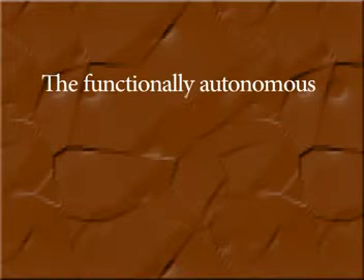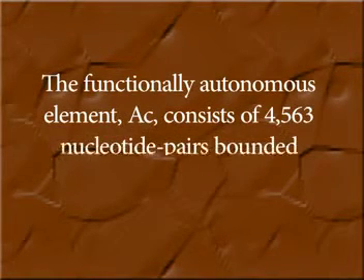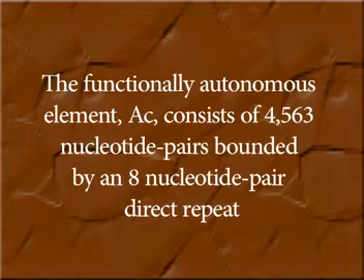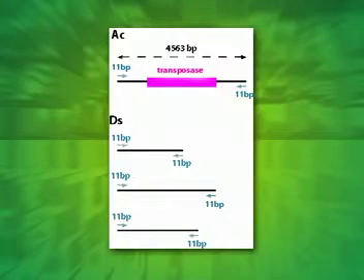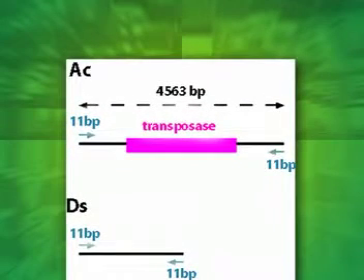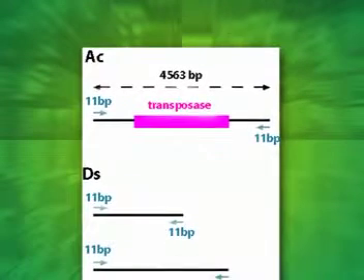The functionally autonomous element Ac consists of 4,563 nucleotide pairs bounded by an 8 nucleotide pair direct repeat. This direct repeat is created at the time when the element inserts into a site on a chromosome. Other repeat sequences are found within the element itself. The most conspicuous of these are at the ends, where an 11 nucleotide pair sequence at one end is repeated in the opposite orientation at the other end. These inverted terminal repeats are thought to play an important role in transposition.